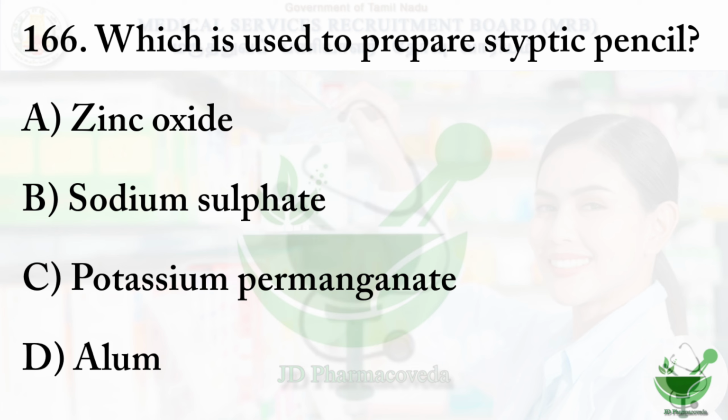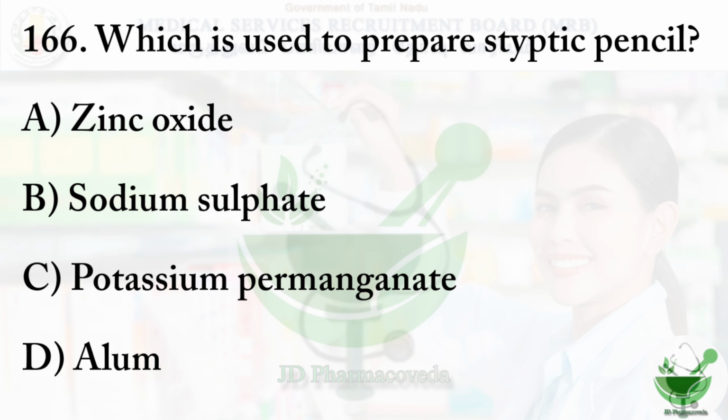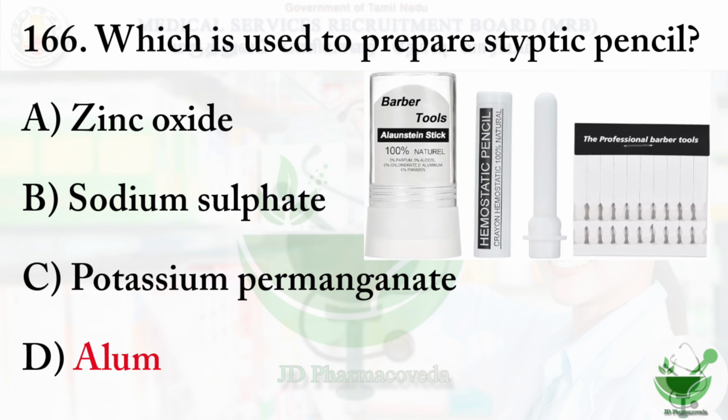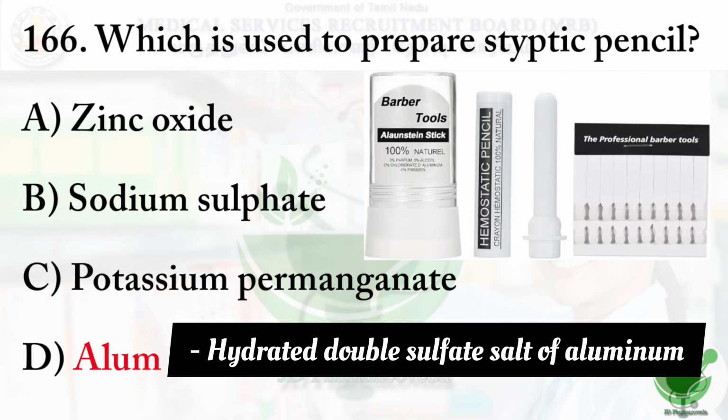In question number 166, which is used to prepare a styptic pencil. A styptic is a drug or agent that stops bleeding by contracting blood vessels and tissues. The options are option A zinc oxide, option B sodium sulfate, option C potassium permanganate, option D alum. So the right option is option D, alum. Alum is a chemical we have seen in the barber shop also. Alum is a hydrated double sulfate salt of aluminum.